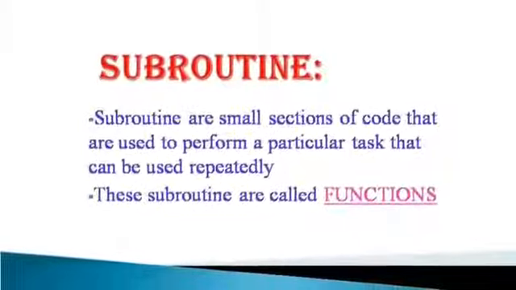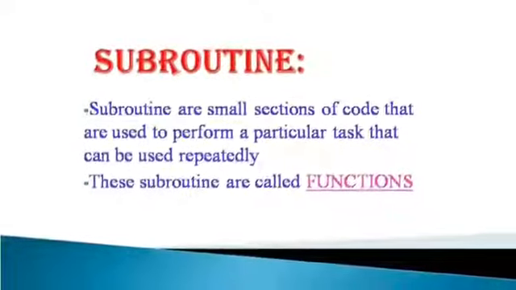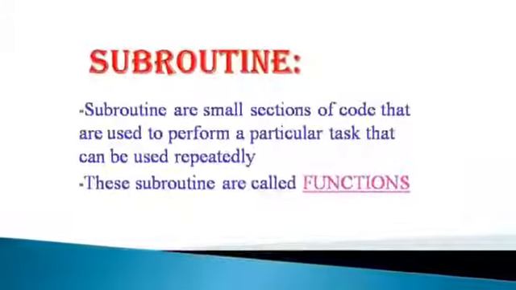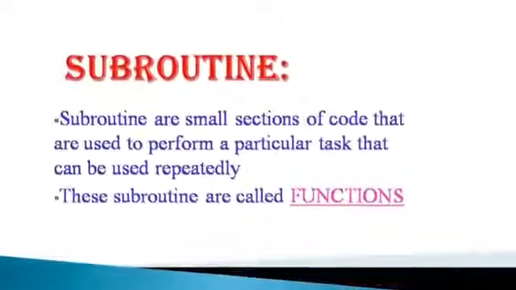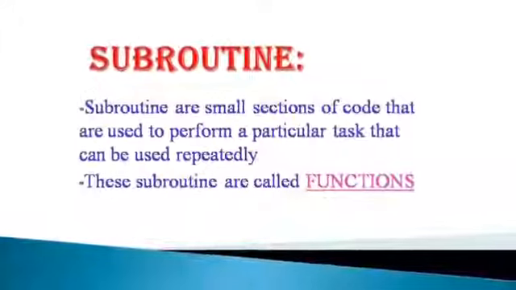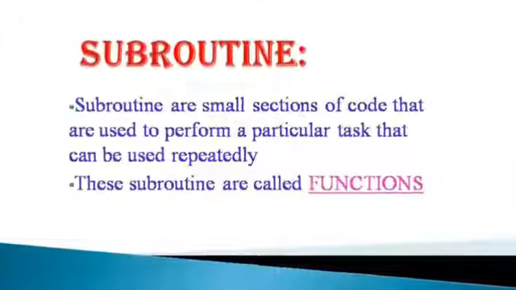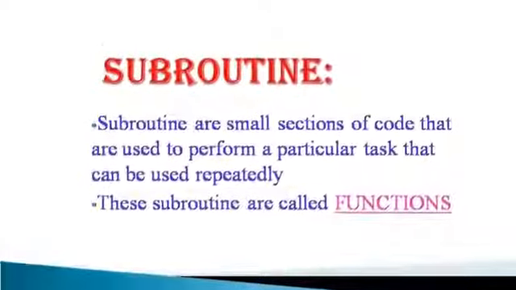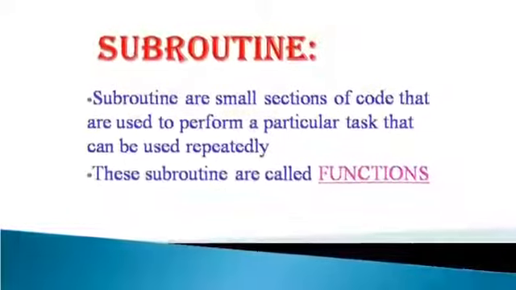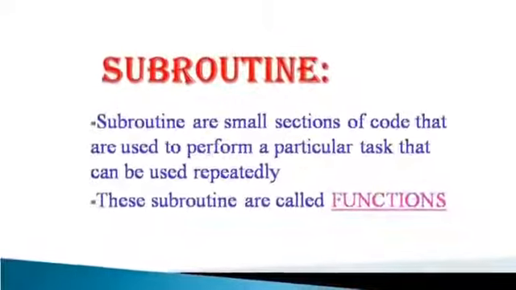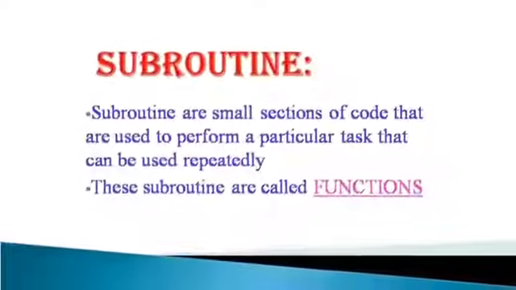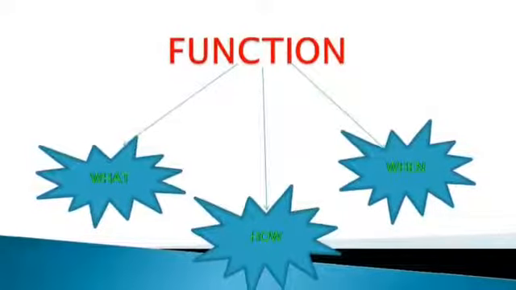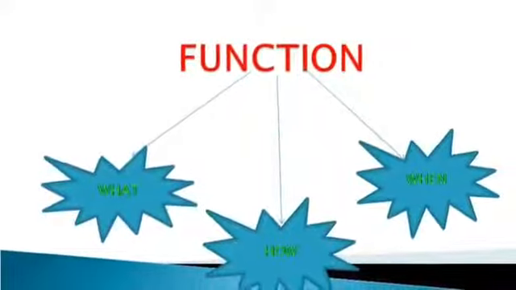When you are writing a big program of more than 100 lines, in that program some set of instructions are repeating again and again. Instead of writing the repeated coding again and again, we can make it a small set of code which can be executed again and again. So subroutines are small sets of code that can be used to perform a particular task repeatedly. In programming languages, these subroutines are called functions. Students, understand what a function is clearly.